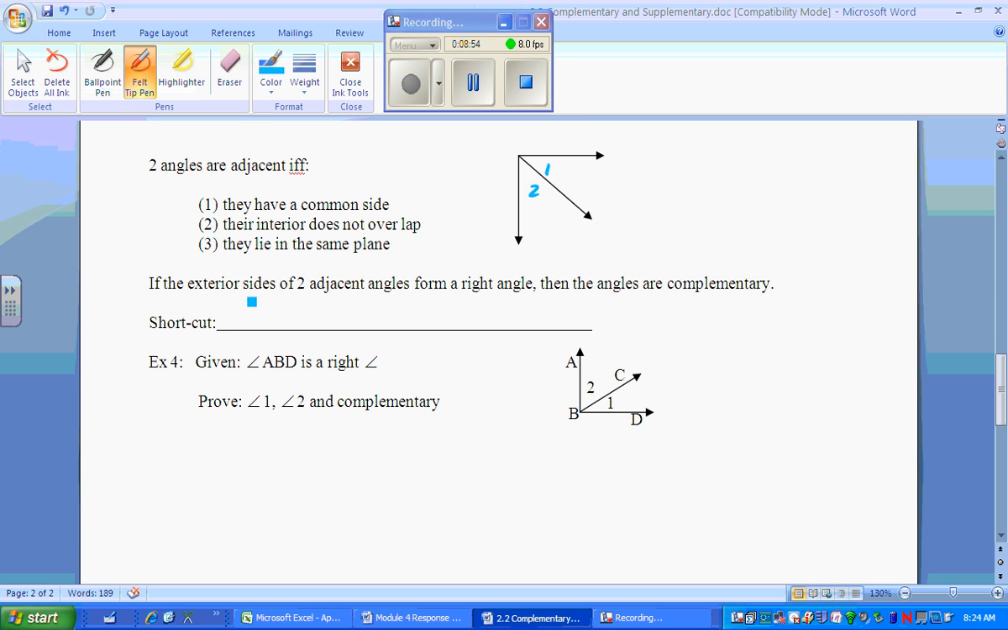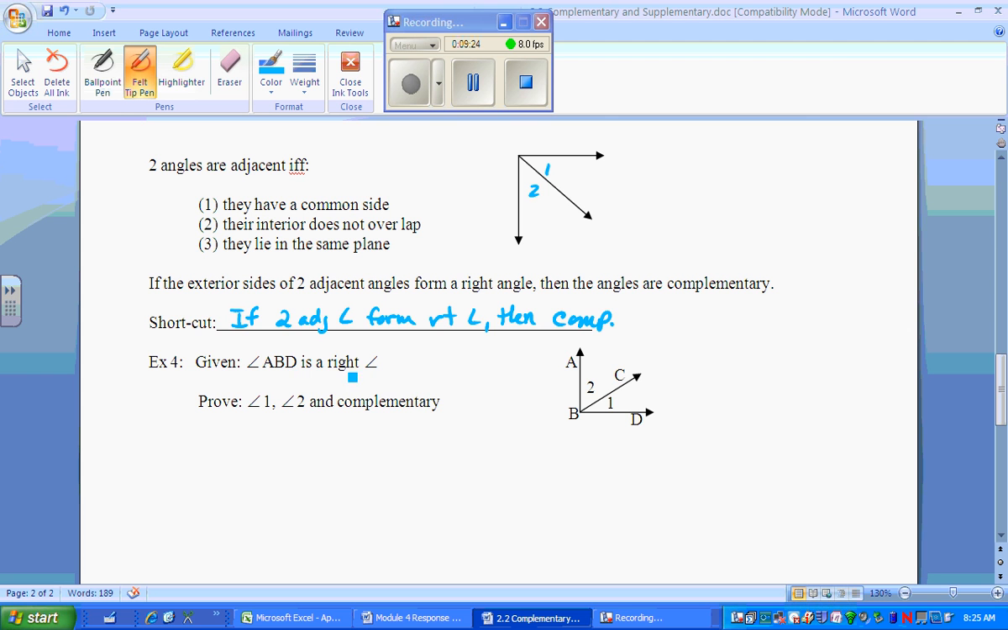Here's one of our theorems. If the exterior sides of 2 adjacent angles form a right angle, then those angles are complementary. What we're saying is, the shortcut is, if 2 adjacent angles form a right angle, then those angles are complementary. Well, what does that look like in our proof? Well, let's make the proof before we can do that.